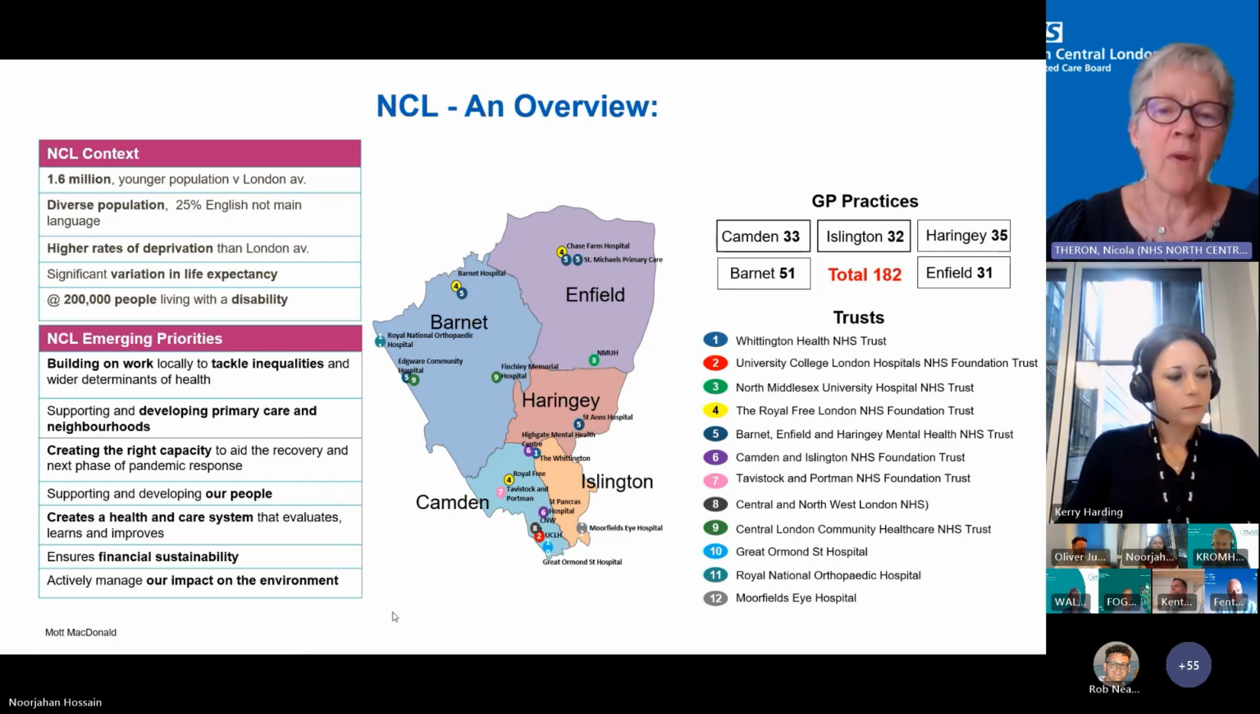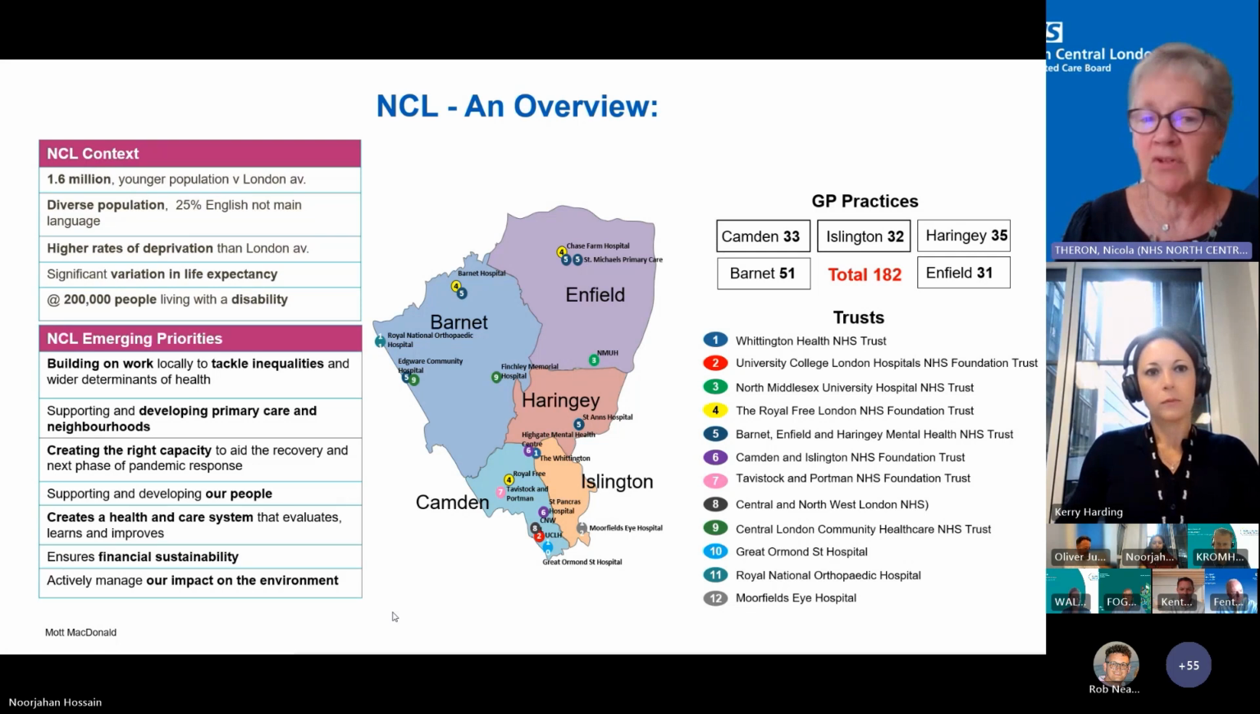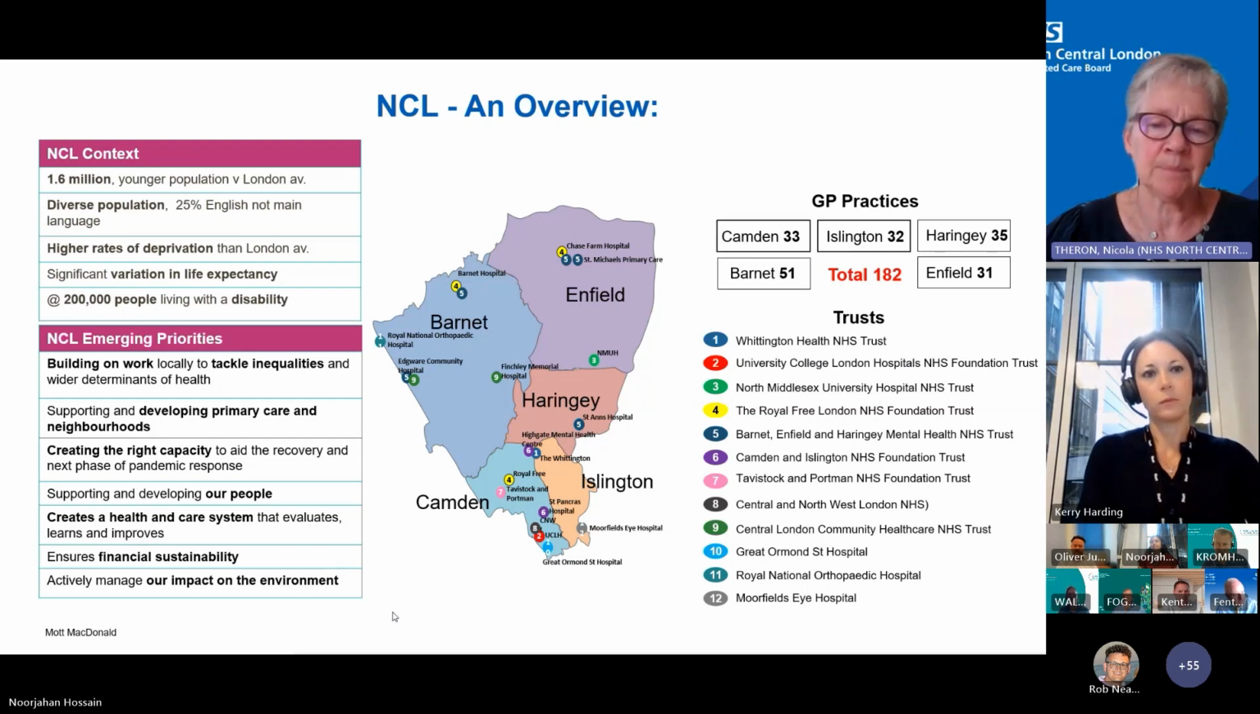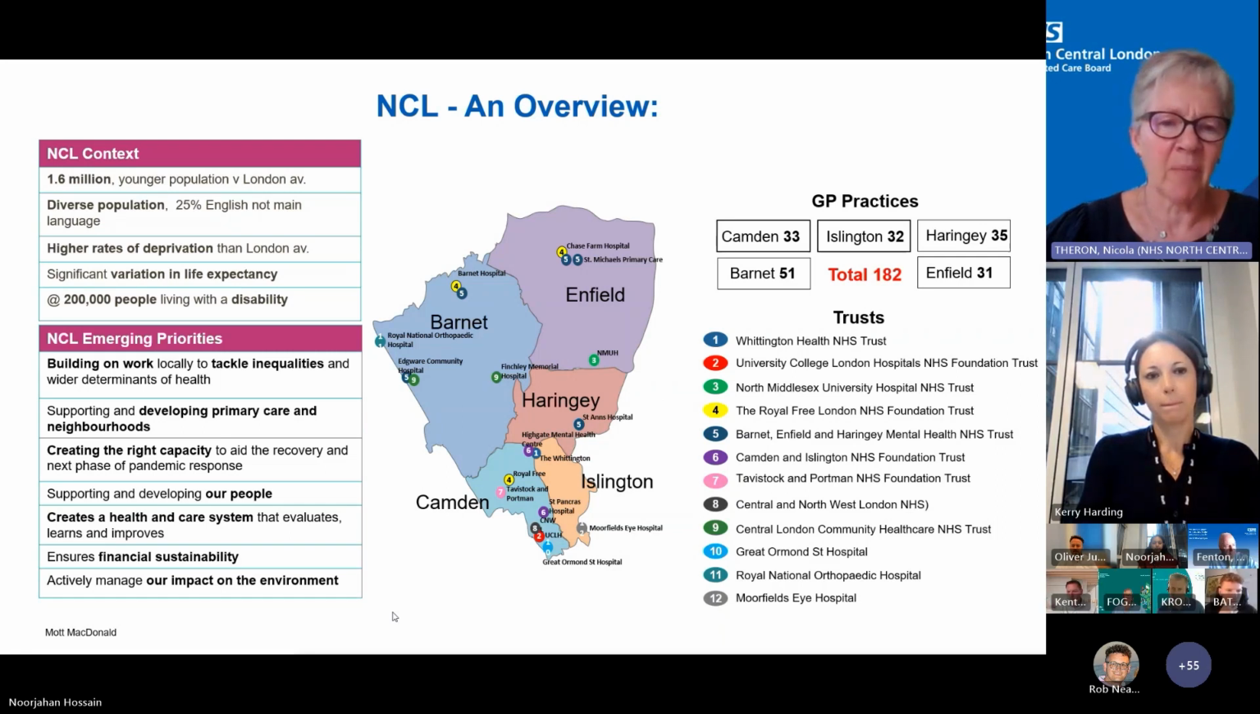stakeholders. We have got 182 practices, which actually is relatively small compared to many. There's been quite a lot of consolidation. Our big challenge in North Central London is managing 12 trusts, of which a number are specialist trusts, but are hosted by NCL. So within that, we have the 5 boroughs that we are working with. So in many ways, a very typical London profile, and I know many of you in the room today are from London, so really good to see you all.